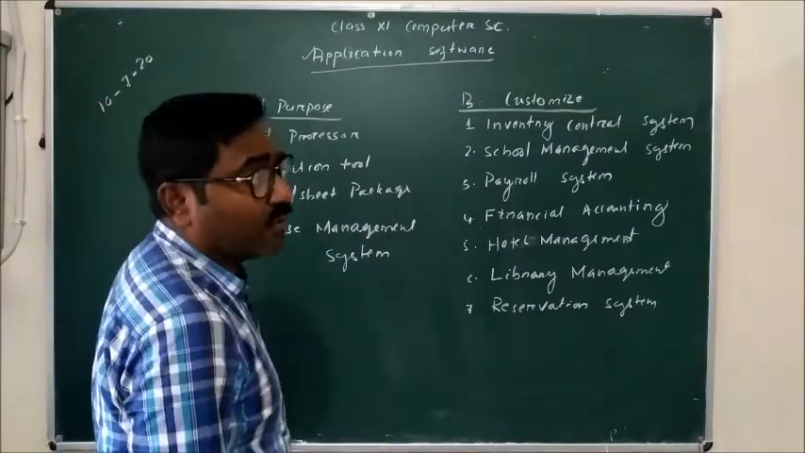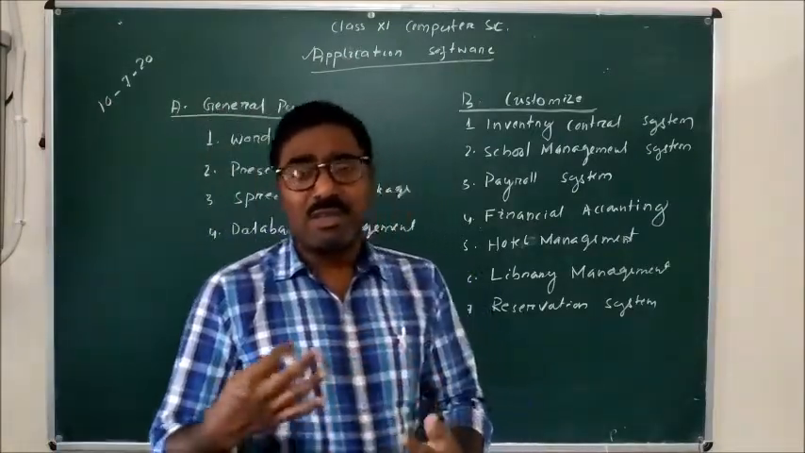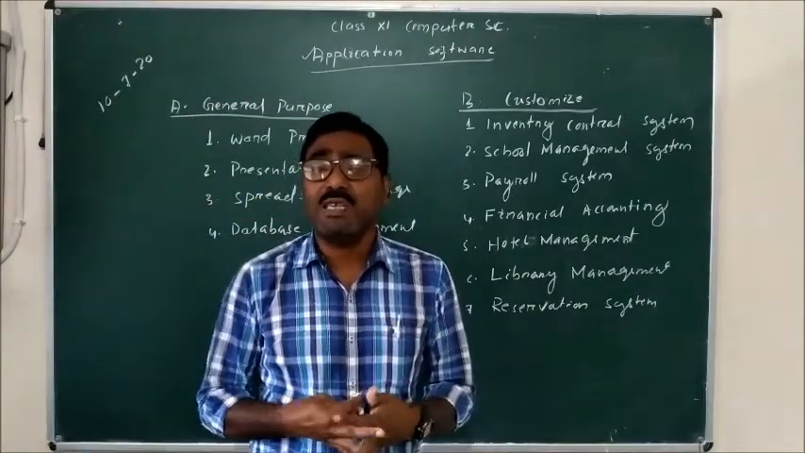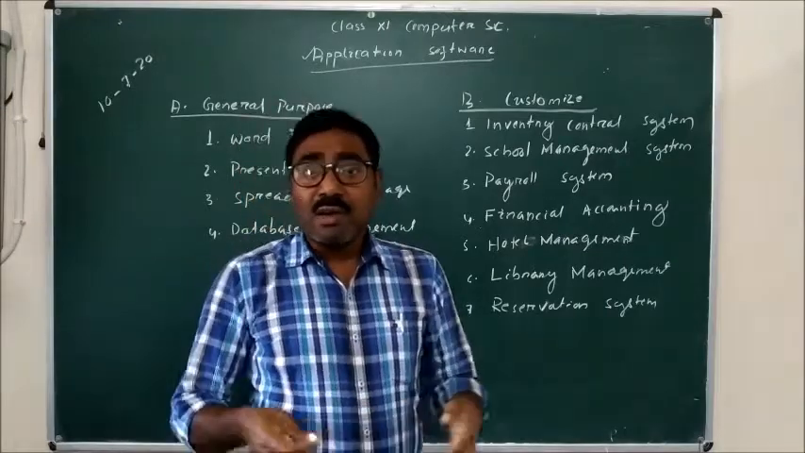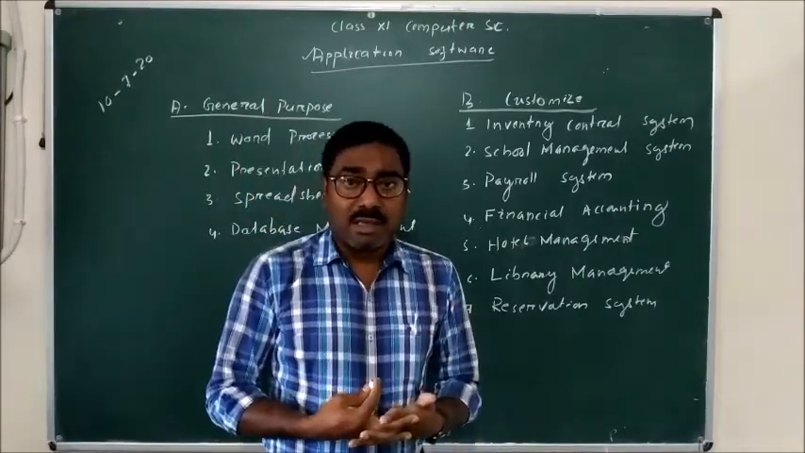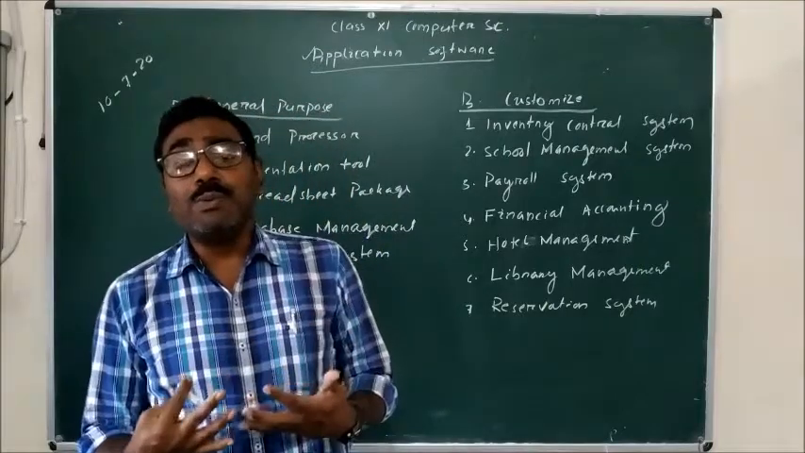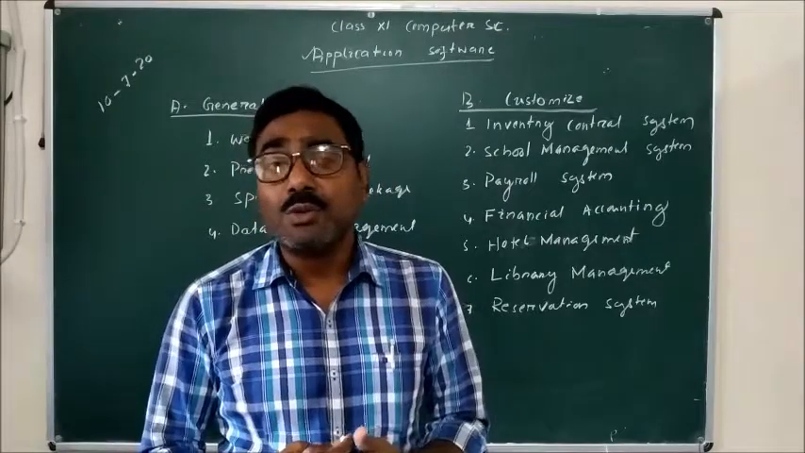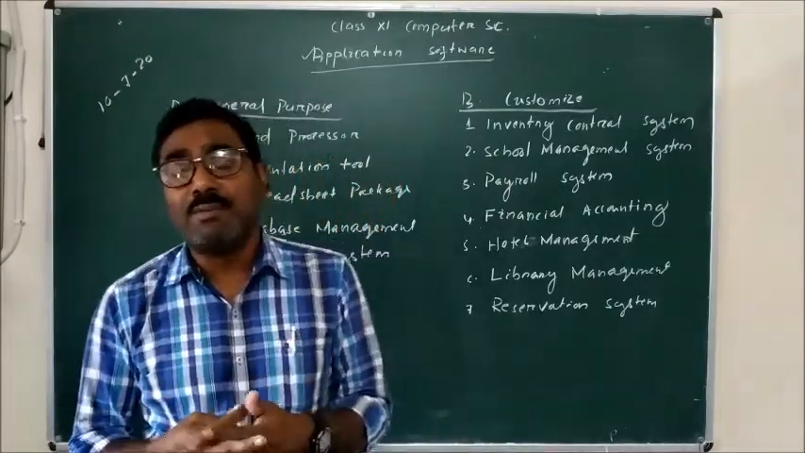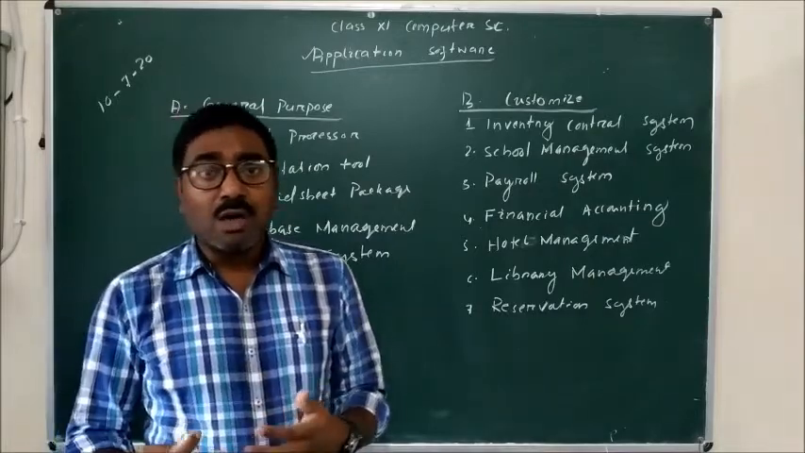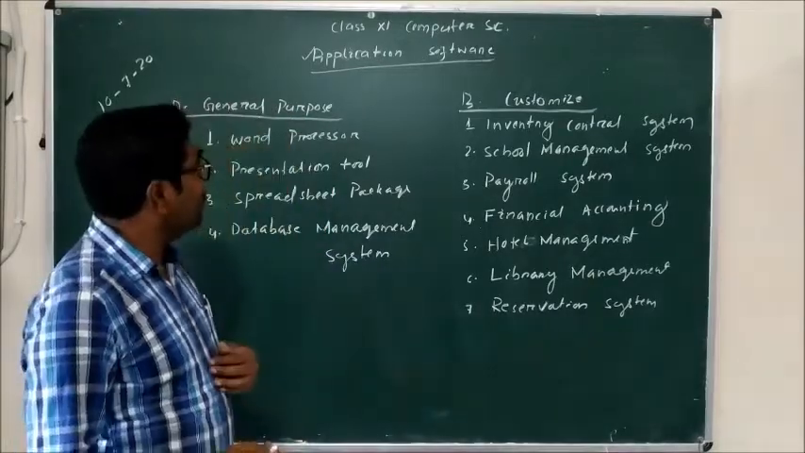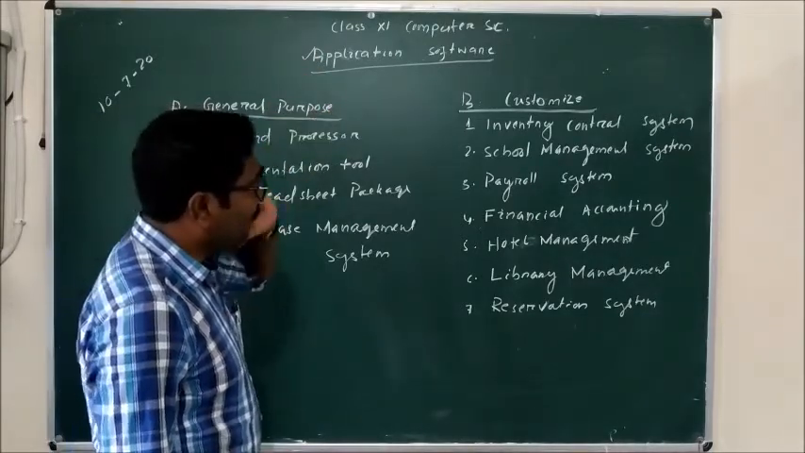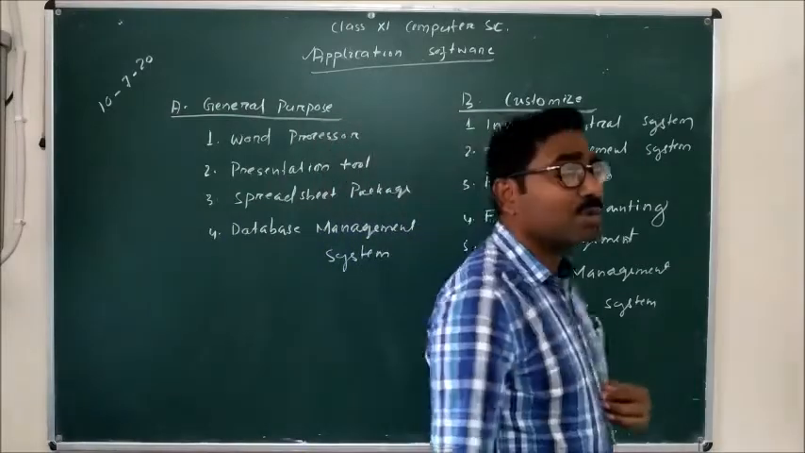An application software is a set of programs, or a type of software, that is developed to solve a specific kind of application or a specific kind of task. Any software that is used for a specific task that helps the user solve their work, or makes the user's work easier, is known as application software. Now broadly, application software is of two types.